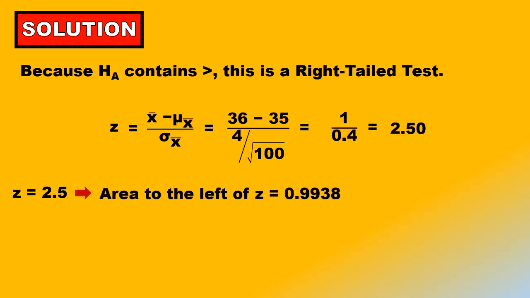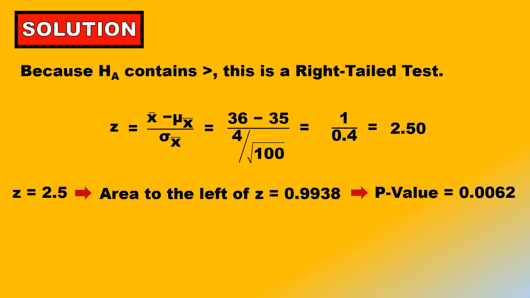But remember, this is a right-tailed test. We don't want the area to the left, we want the area to the right. So to do that, we subtract the 0.9938 from 1, which gives us a p-value of 0.0062, right? The area from the standard normal table is area to the left. In the right-tailed test, we want area to the right, so we have to do 1 minus 0.9938. That's where the 0.0062 comes from. So now we have our p-value.